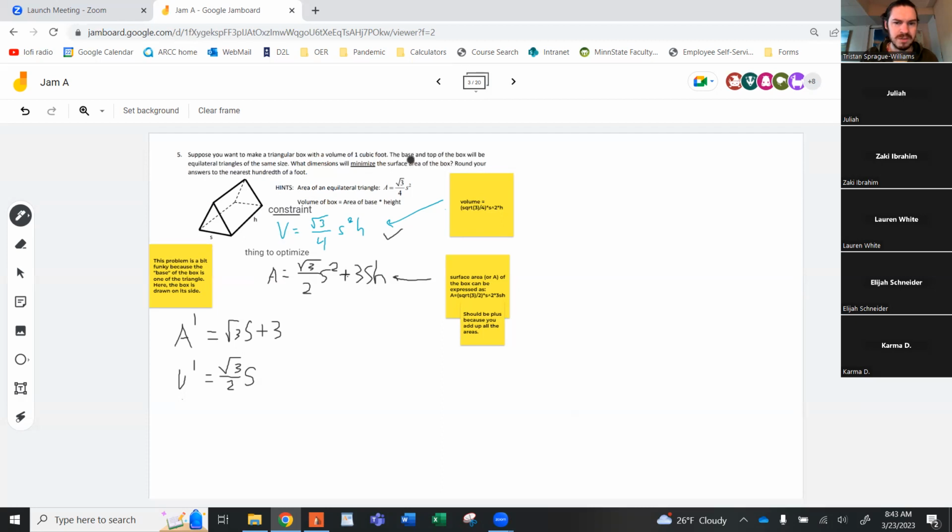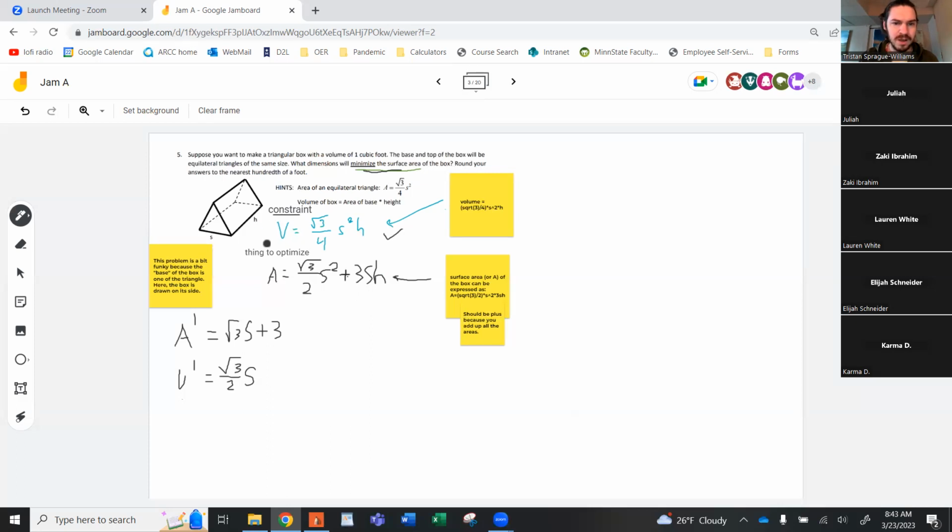So yes, actually the way this is written, we want to minimize. Yeah, we are so on the same wavelength. Look at us underlining the same part of the thing. Yeah, we want to minimize that surface area. So actually it's the other way around.